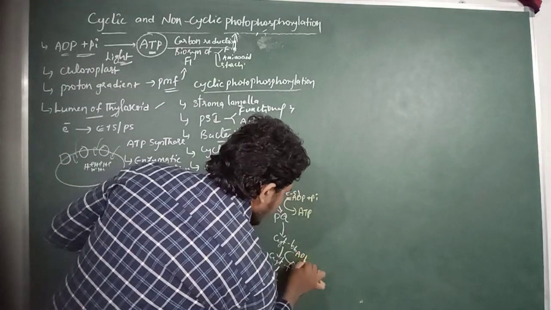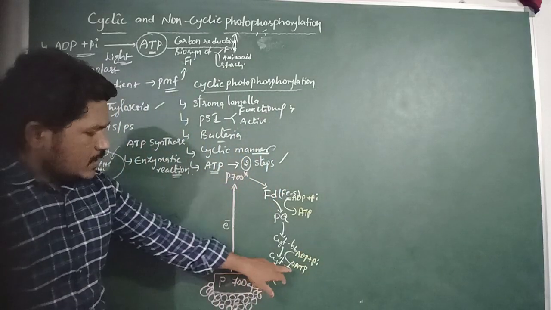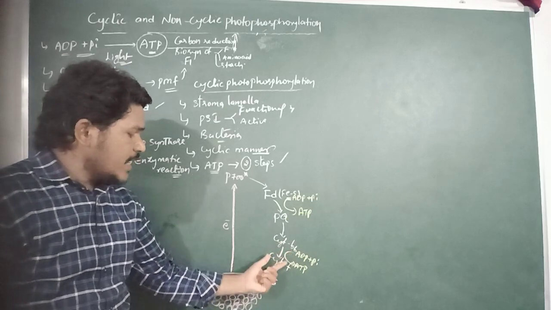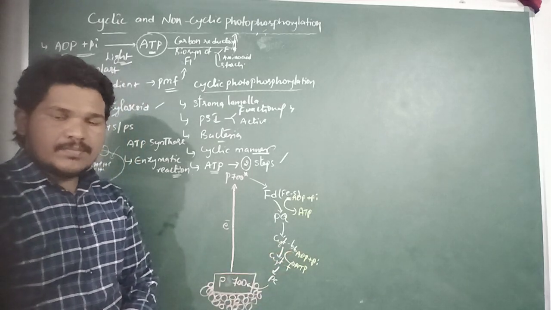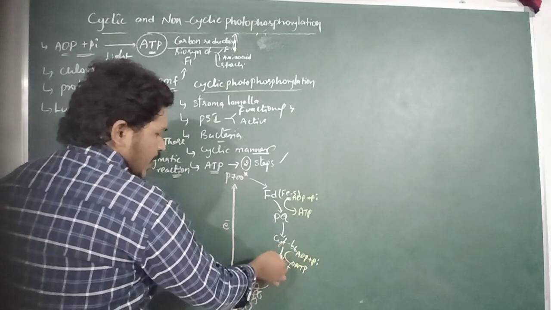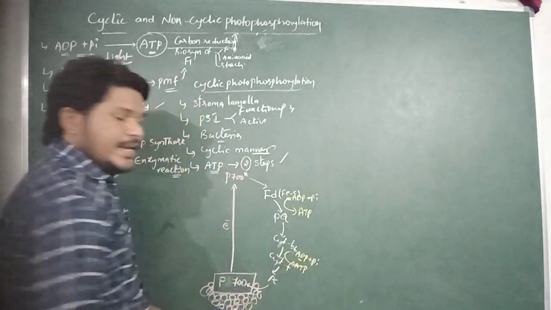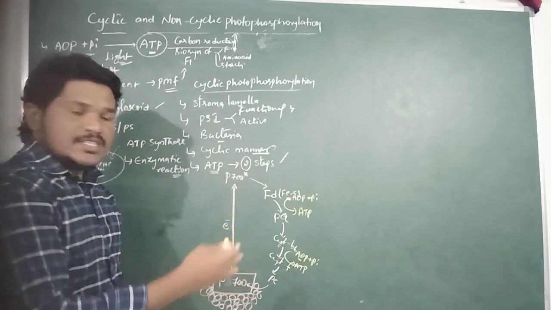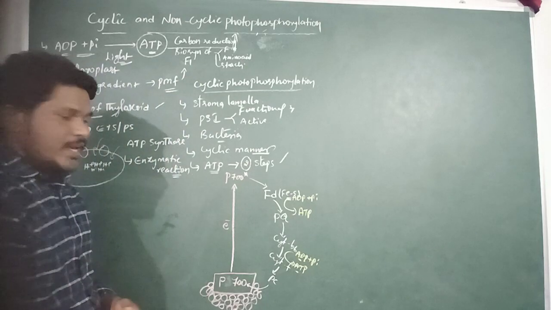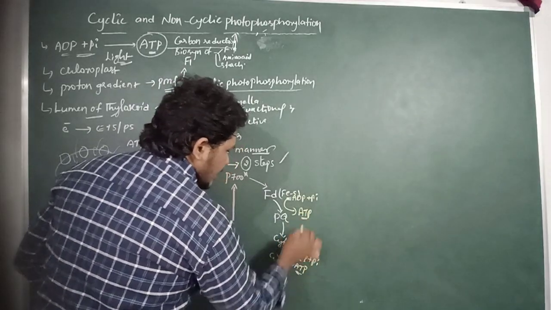So here, with the help of the proton gradient, the ATP molecule is synthesized at the cytochrome B6 and cytochrome F complex. The protons are translocated from the stroma into the lumen of the thylakoids. Here the proton gradient is created, which is required for the synthesis of ATP from ADP and inorganic phosphate. So in the cyclic photophosphorylation the ATP molecules are synthesized at two steps.